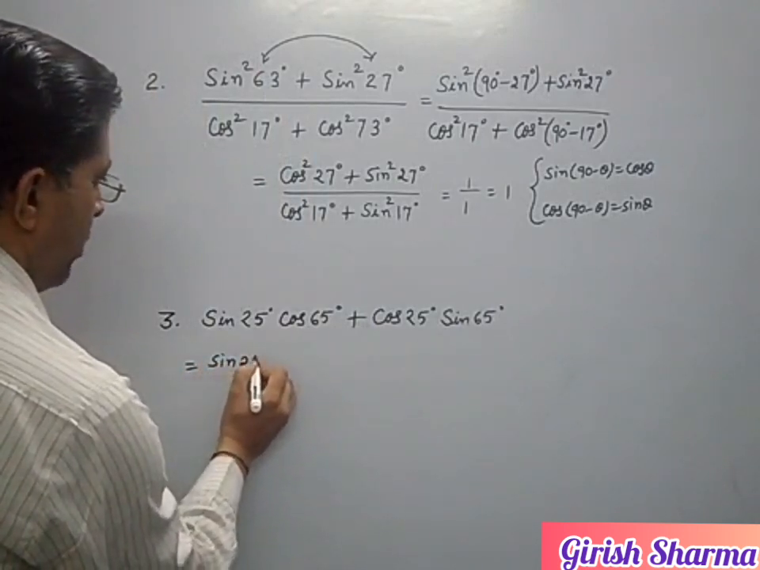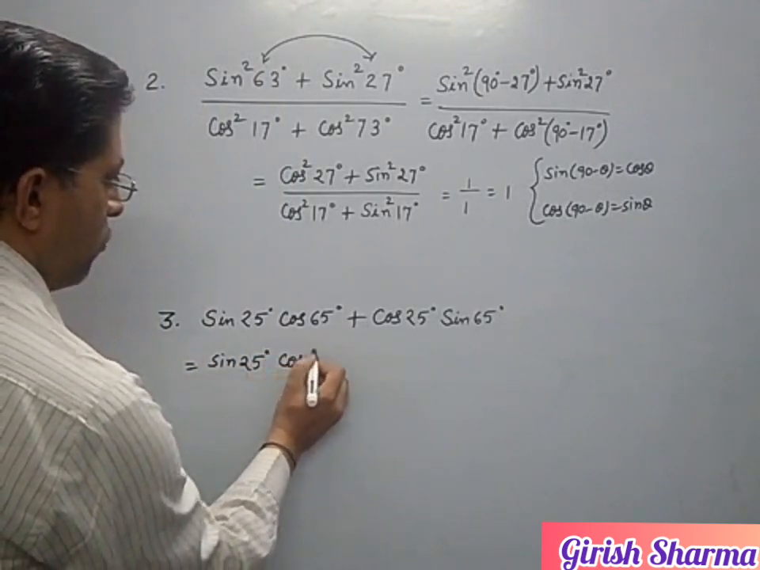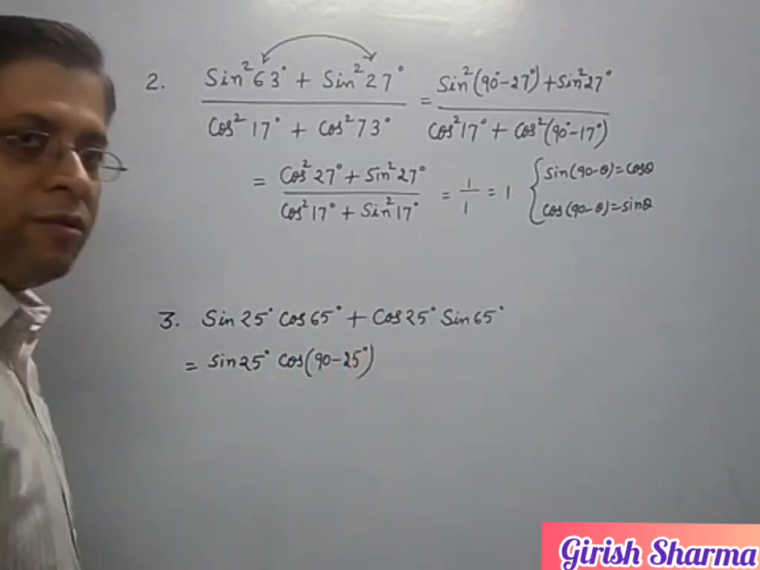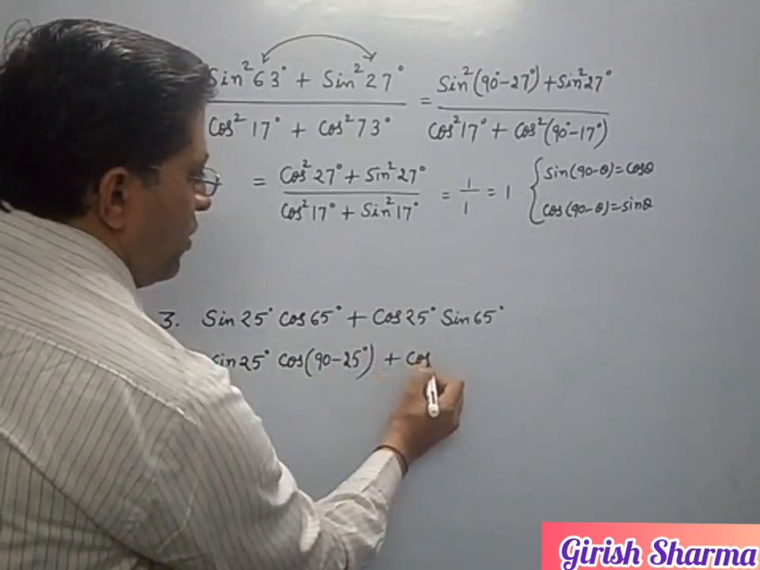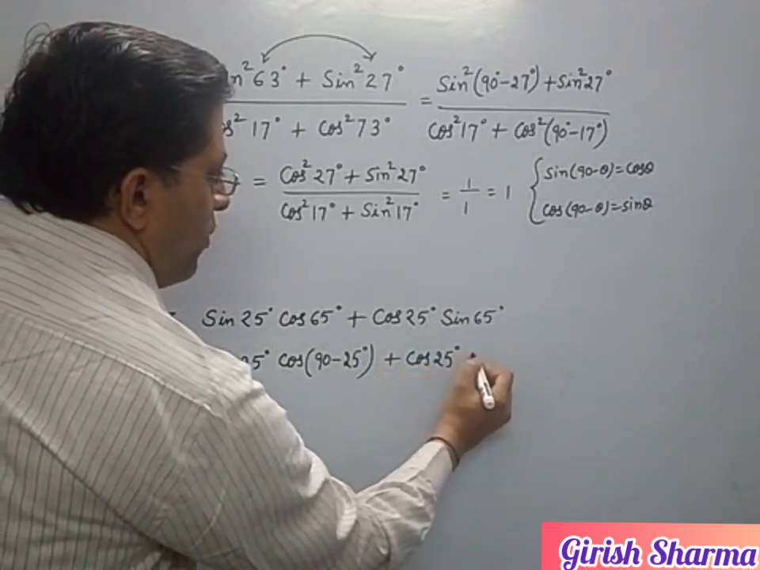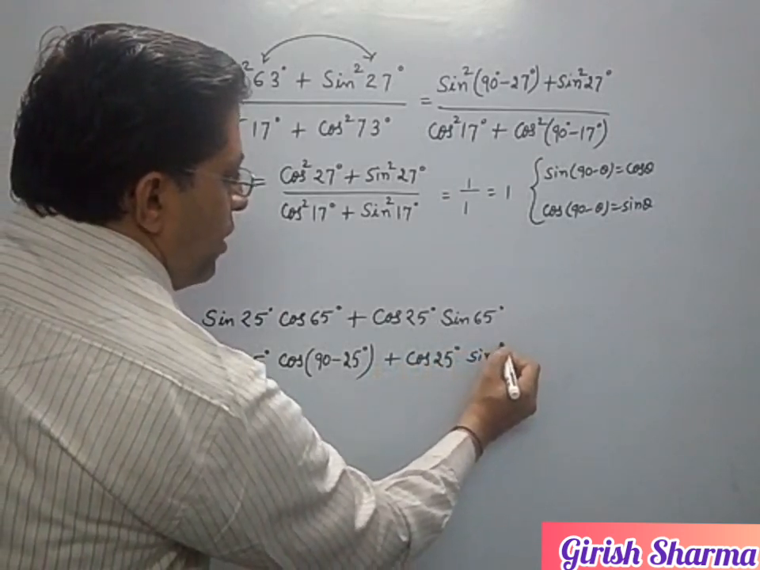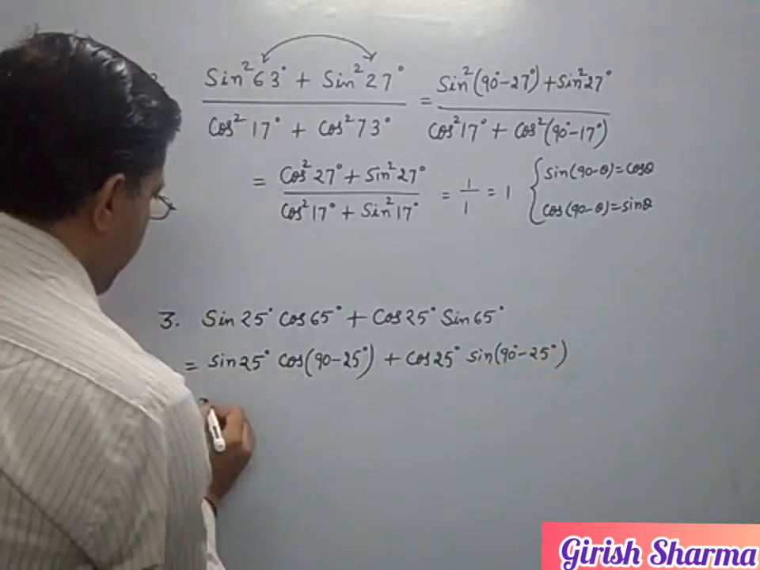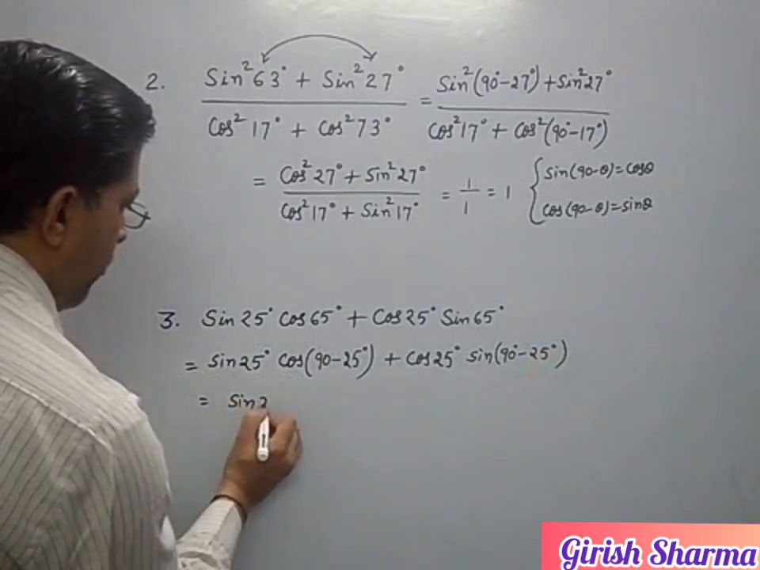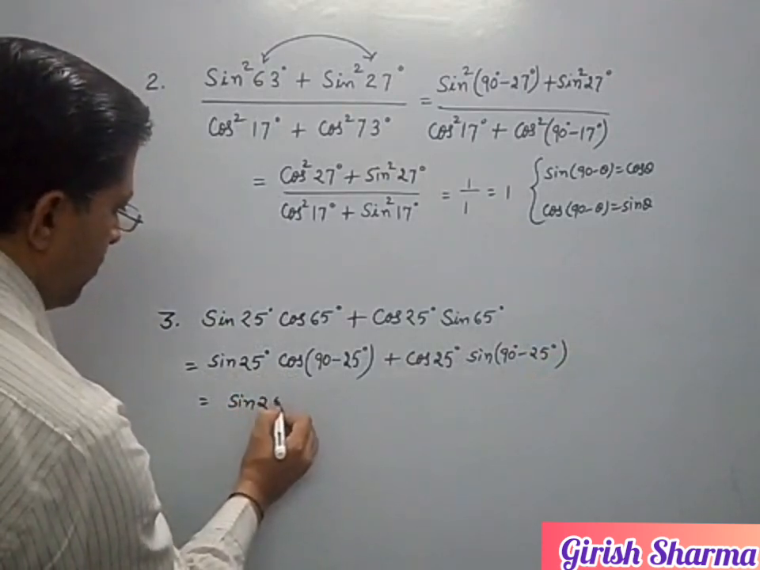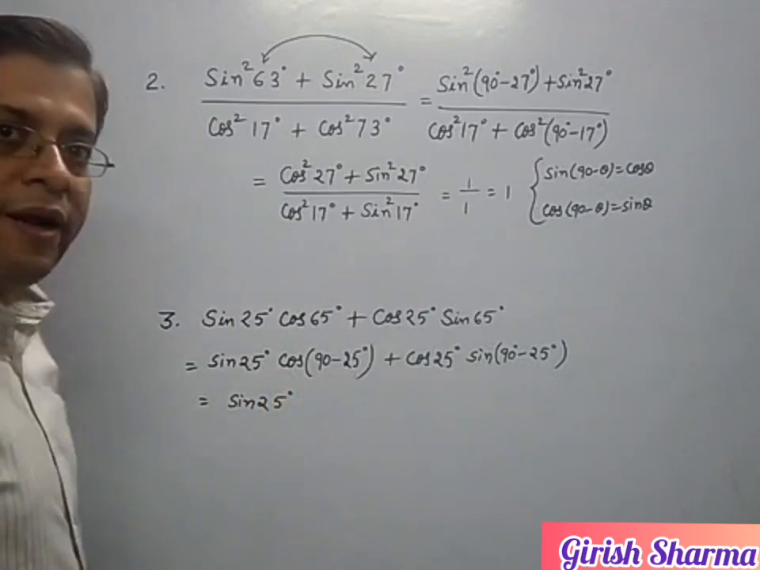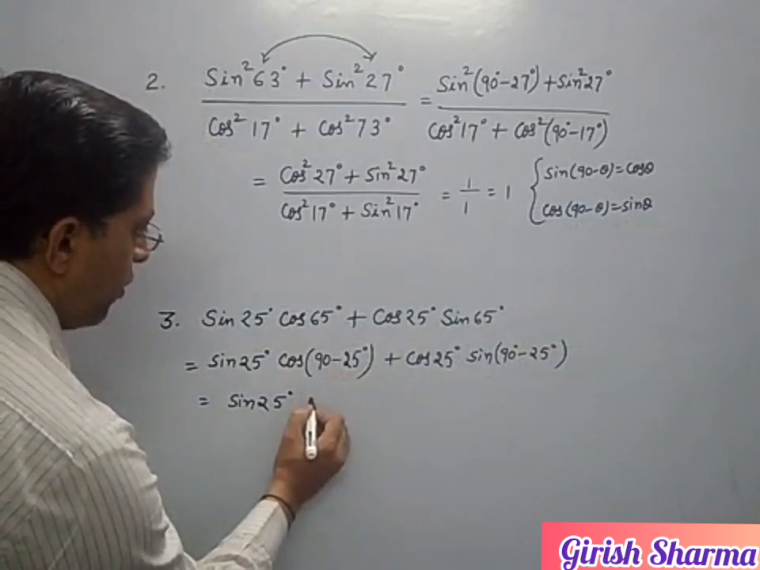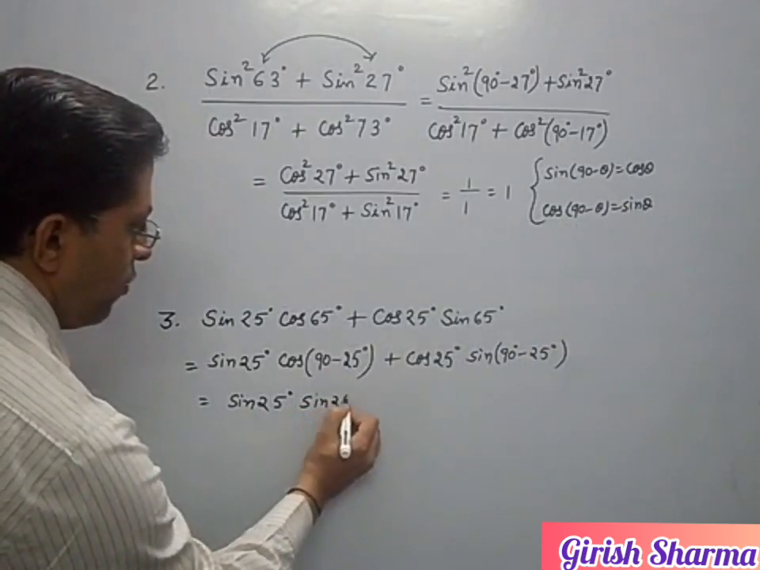That is sin 25 degree, cos 90 minus 25. I am writing 65 in terms of this. Cos 25 as it is. I am writing 65 in terms of 90 minus 25 degree. Sin 25 degree is this. Cos 90 minus theta here. Cos 90 minus theta is sin theta. So theta is 25. It is your sin 25.